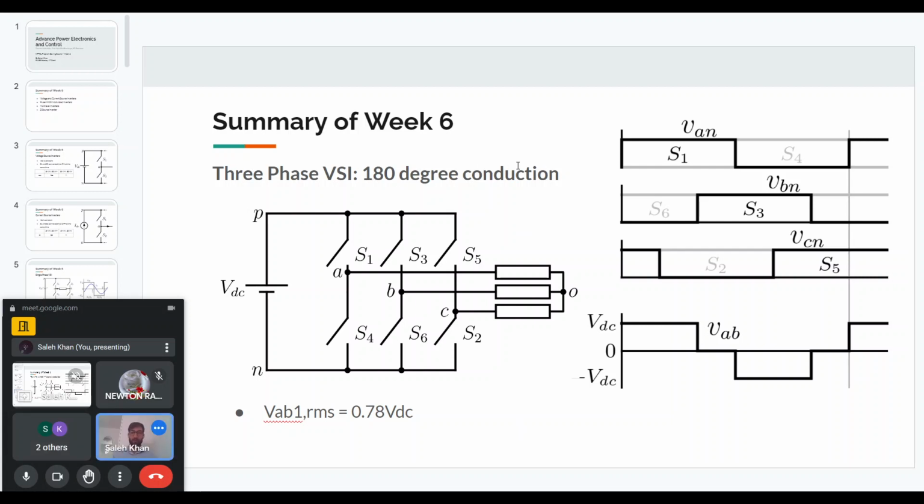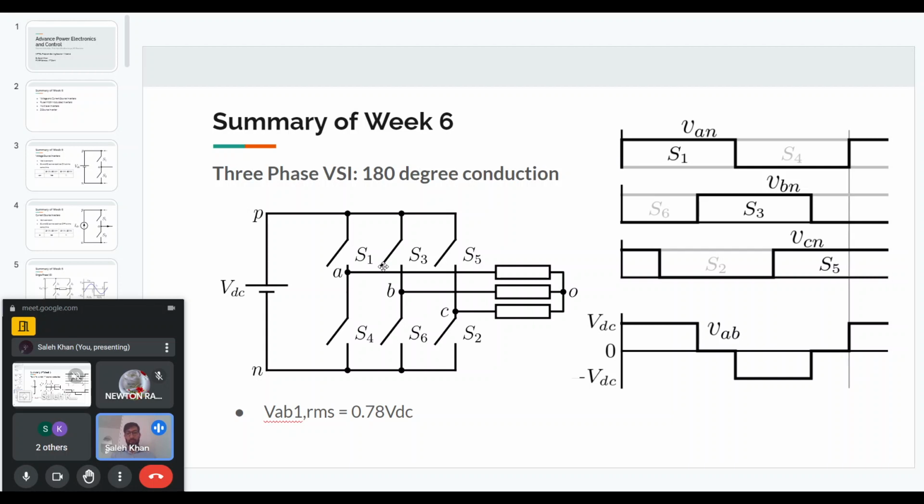This is called 180-degree conduction. Simply, S1 is on for half the cycle, or pi angles, or 180 degrees, and then S4 is on for the next half cycle. For the other legs, we do the same thing, but we delay them by 120 degrees for the B leg and 240 degrees for the C leg. That is how we get three-phase balanced voltages.